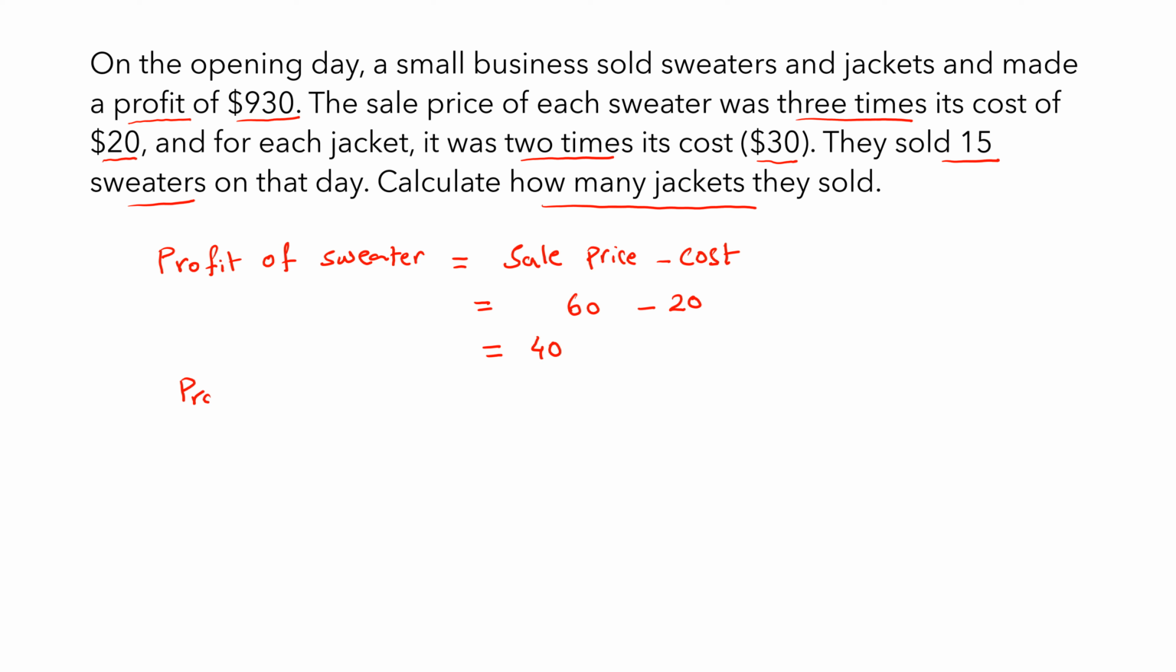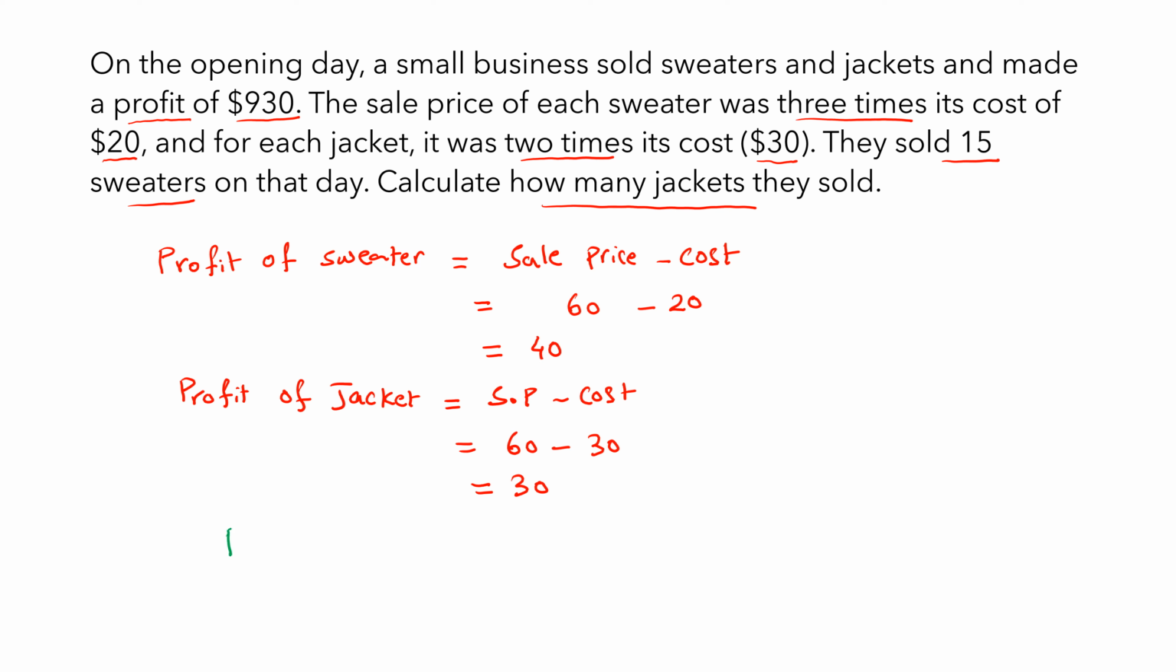Similarly, if I solve for the profit of the jacket, that is again the sales price minus the cost. We have the cost of $30, and they are selling it at twice the cost, so it is 60 minus 30, and the profit is $30. Now, once we have identified the profit for each individual item, let's write the equation to incorporate both of these.